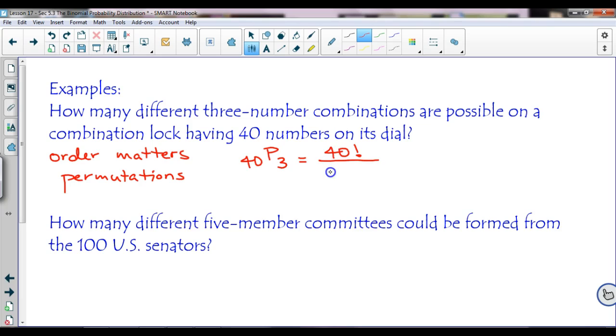Does the 3 go on the outside? It's permutation. Talk to me. The 3 would go on... It's just 40 minus 3, right? A combination would have the 3 factorial on the outside, wouldn't it? So what am I going to put in the denominator? It simplifies to 37. So that tells me right there to take my numerator from 40 down to 37.